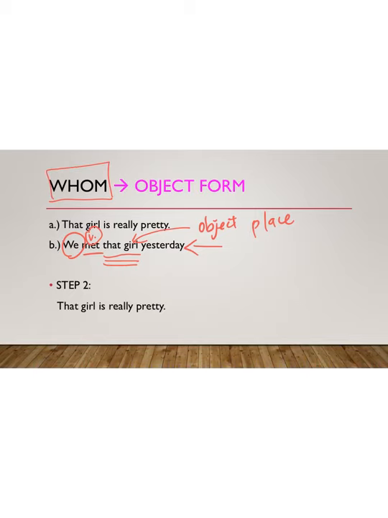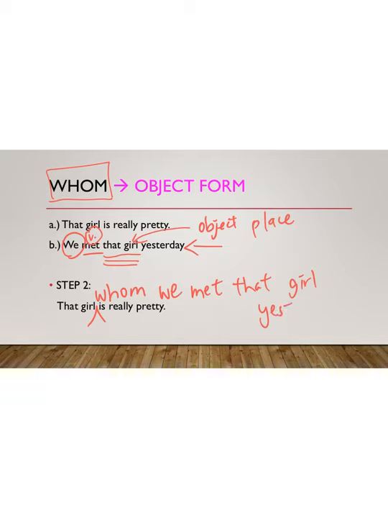Again, so where do we put whom? So just like what I have just told you, we have to put the relative pronoun right after the person that we are referring to, which means we have to put whom here, right after that girl. Okay, and again, so we write down the whole sentence here. Whom we met that girl yesterday.